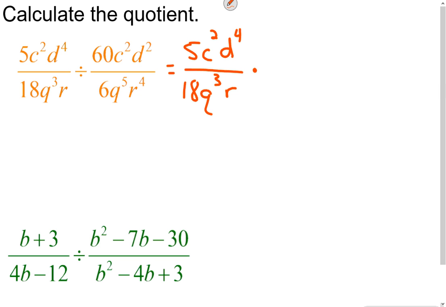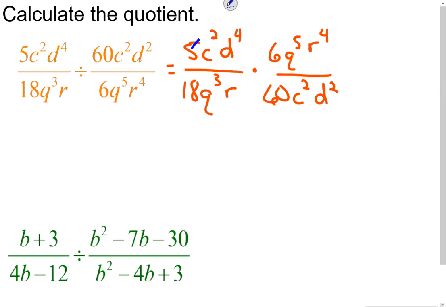Now remember, we're going to multiply by the reciprocal. So the 6 q to the fifth r to the fourth is going to be in the numerator, and now the 60 c to the second d to the second is going to go to the denominator. And now it's just like what we did on the previous slide. We're multiplying, so I'm going to go through and find those common factors.